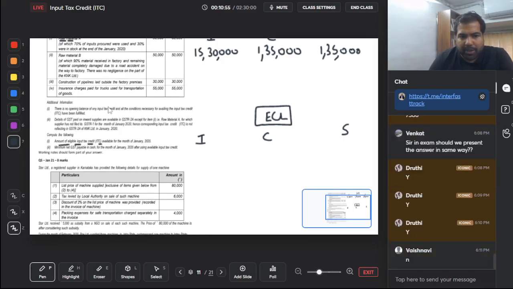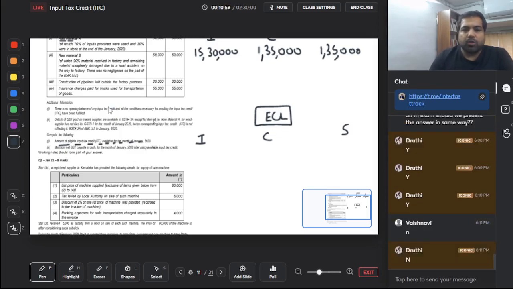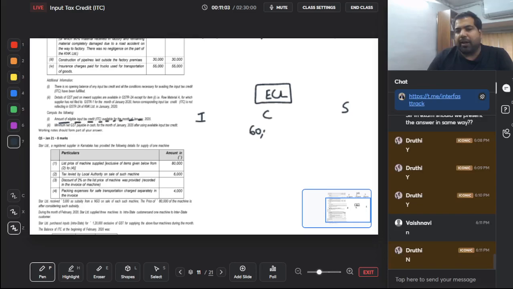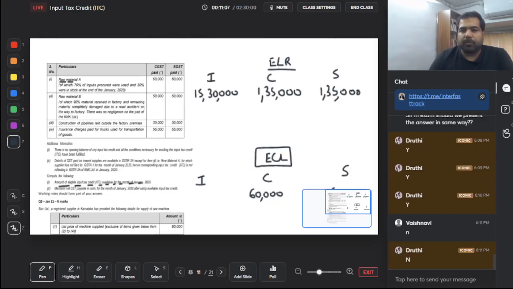Amount of eligible input tax credit available for the month of Jan. There's no opening balance, guys. So we'll straight take this 60 and 60. We will put it here. Any additional information we will change, but right now we can take 60 and 60.